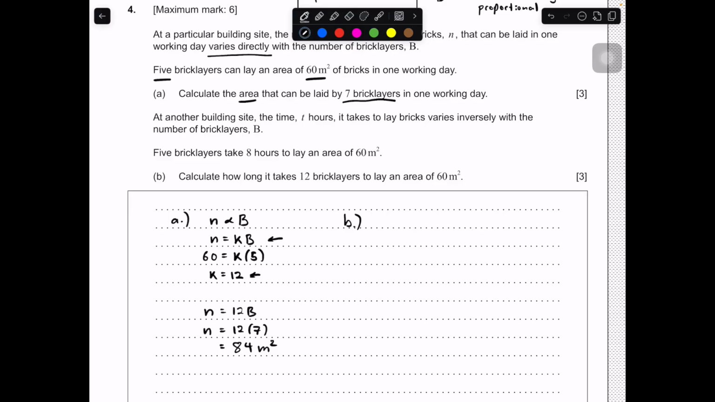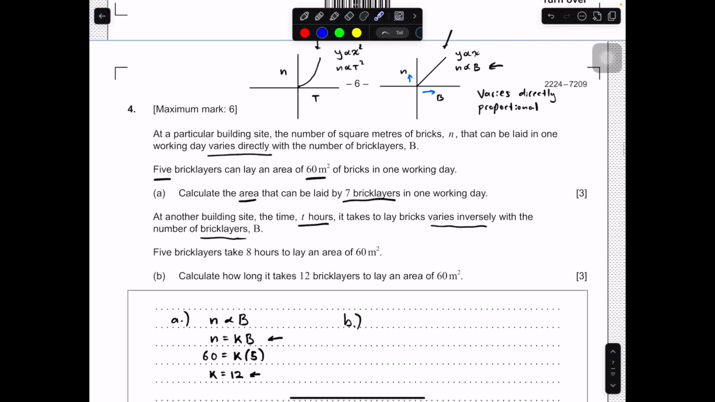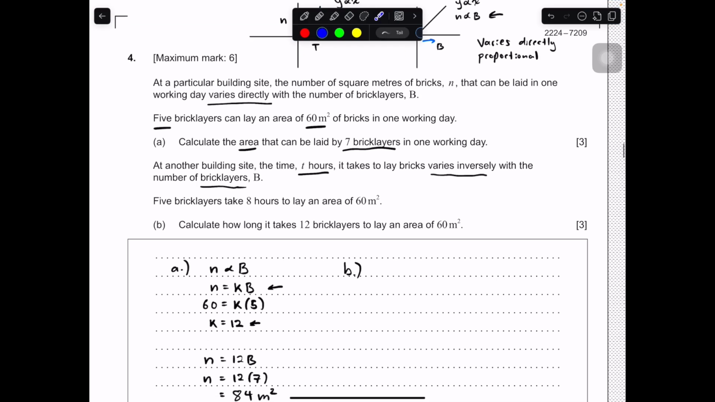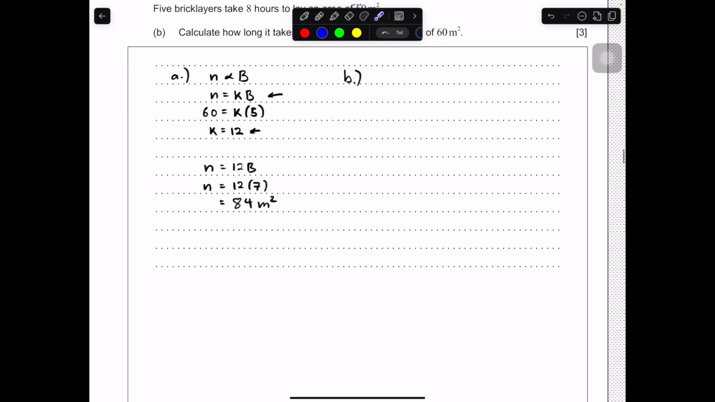All right, next question. At another building site, the time t, in hours, it takes to lay bricks varies inversely with the number of bricklayers. And that should make sense as well. If we have more people working a job, it's going to take less time to complete. So just like in this original question, we saw the varies directly, and we knew that as one thing was increasing, the other one was increasing as well. For varies inversely, it's going to be the opposite relationship. I'm going to draw a little diagram down here to show you.